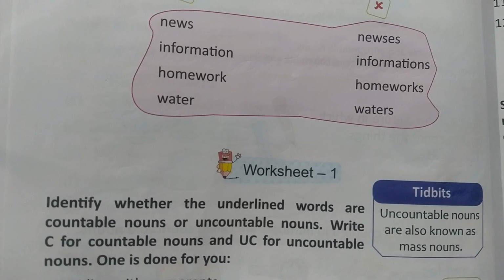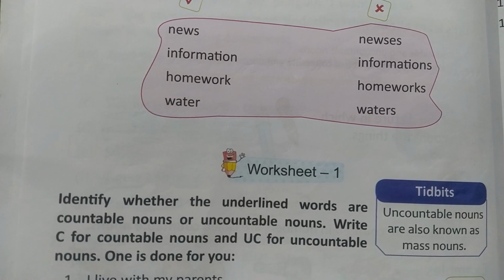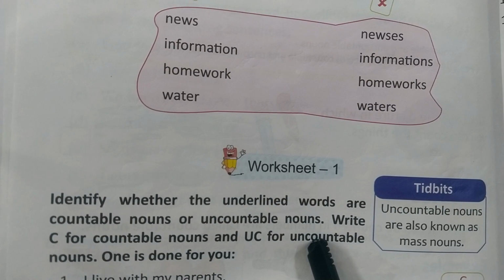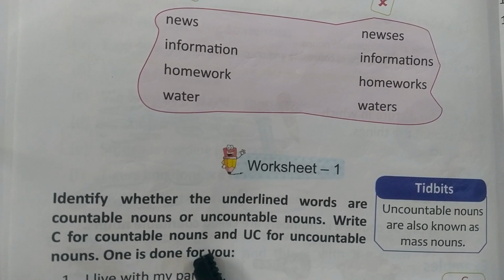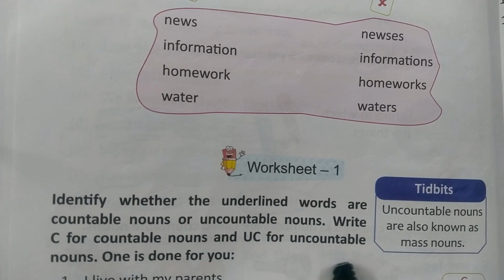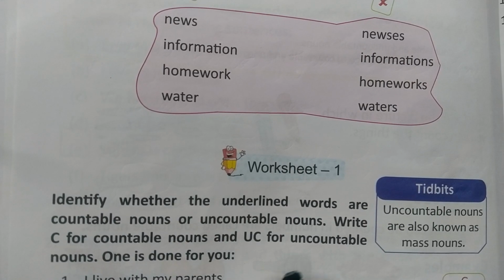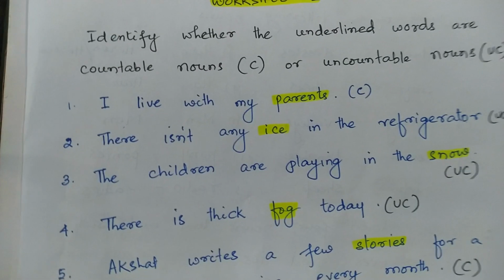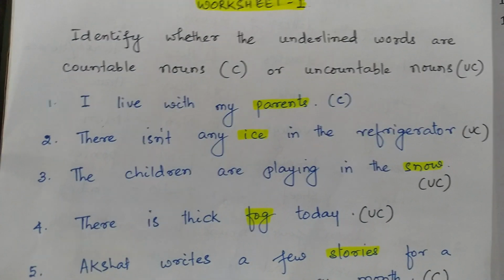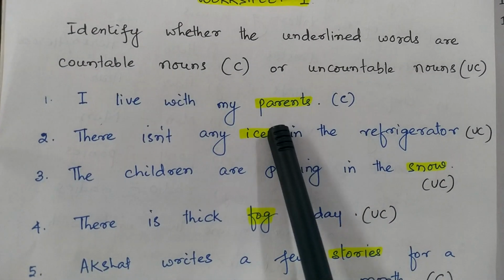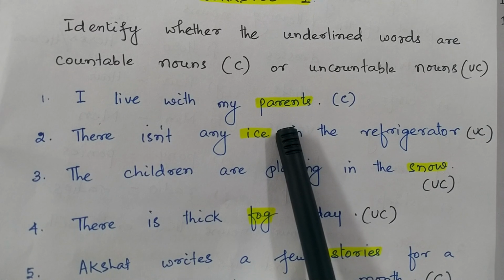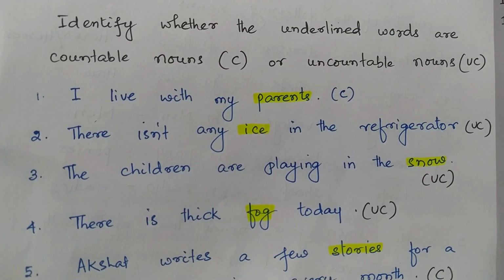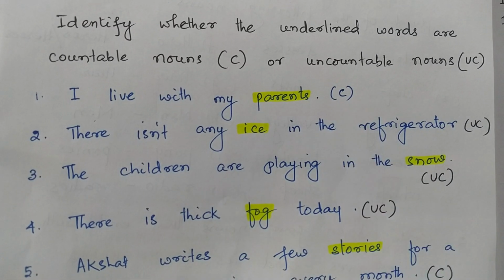Now, let us do the first worksheet. Identify whether the underlined words are countable nouns or uncountable nouns. Write C for countable nouns and UC for uncountable nouns. One is done for you. Now, I live with my parents. Here the noun underlined is parents. Now children, you all have 2 parents, a father and a mother. We can count your parents, so it is countable.